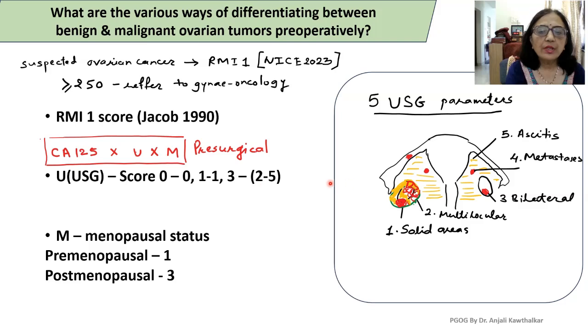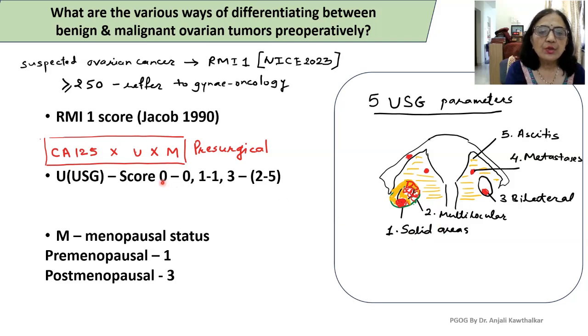For the U score, that is the ultrasonography score, there are 5 parameters. As we can see here, you have to remember these 5 parameters which are included under this RMI1. One is presence of solid areas in the ovarian mass. Second is multilocularity. Third is if it is a bilateral tumor. Fourth is presence of extra ovarian metastasis, and fifth is presence of ascites. A value of 1 is given to each parameter.